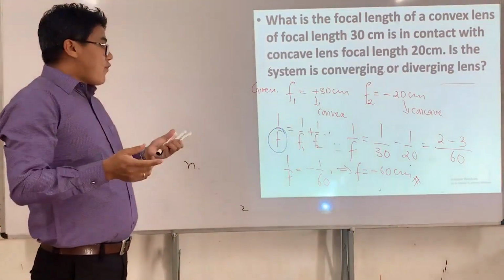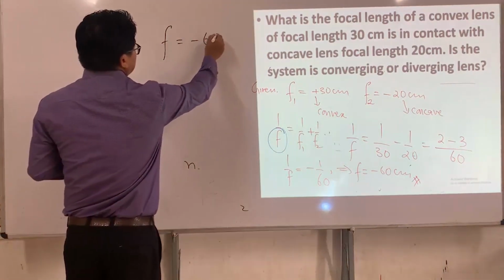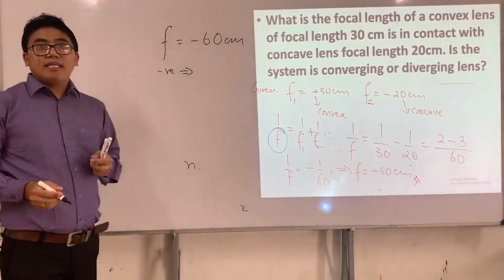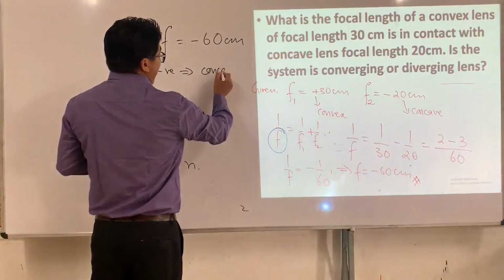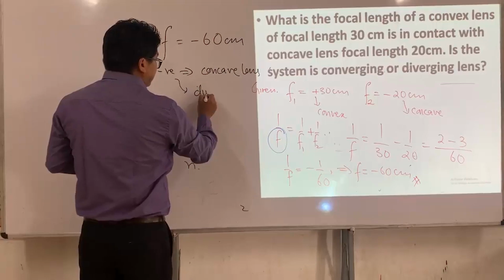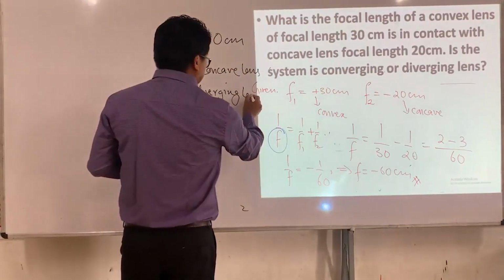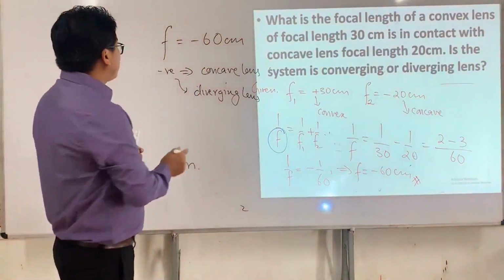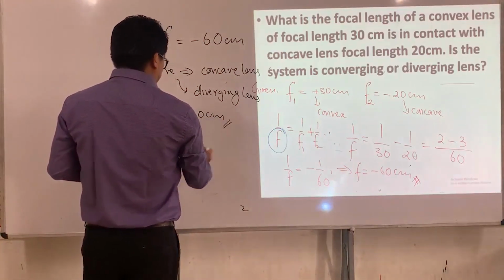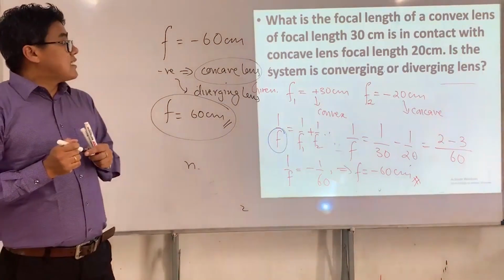So what is the combined focal length? The combined focal length is equal to minus 60 centimeter. Negative implies that it is a concave lens, or it is a diverging lens. And what is the focal length? Focal length is 60 centimeter. It is a concave lens, or a diverging lens.